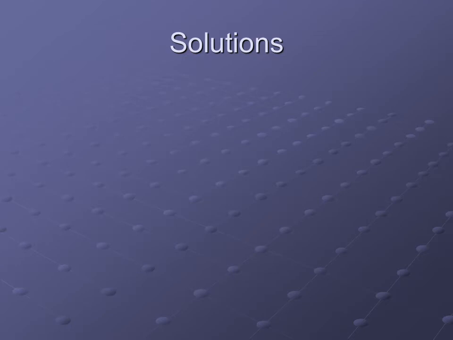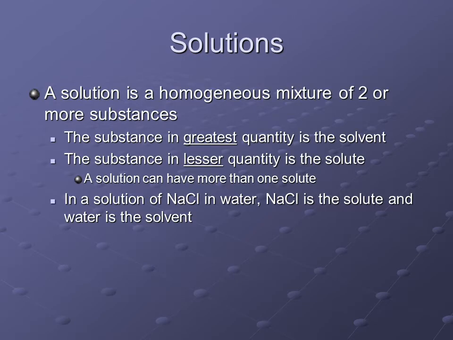So, first of all, let's talk a little bit about what exactly a solution is. A solution is a homogeneous mixture of two or more substances. The substance that is in the greatest quantity is the solvent. The substance in lesser quantity is the solute, and a solution can have more than one solute. Just as an example, in a solution of sodium chloride in water, sodium chloride is the solute and water is the solvent.